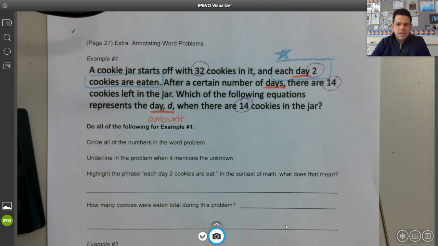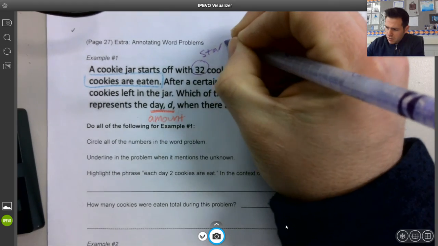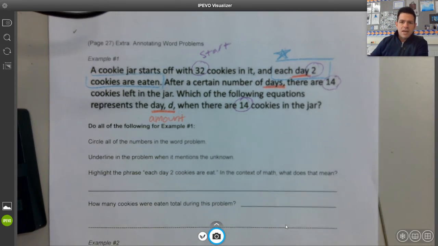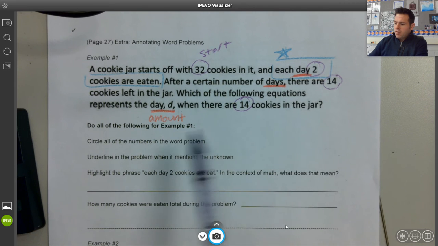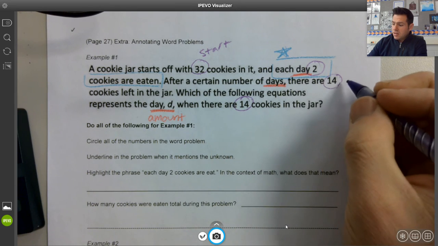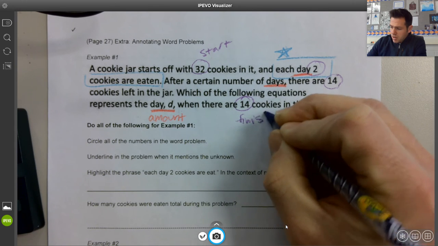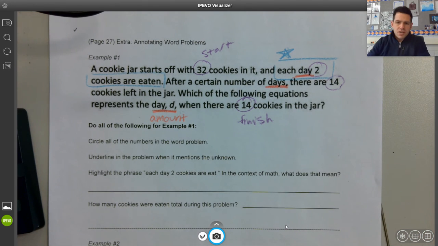Finally, it says how many cookies were eaten total during this problem. Well, we have some numbers here, and it's not a terrible thing in these problems to figure out: do we have a starting location? Do we have a finish location? It says here it starts off with 32 cookies, so it might not be a bad idea to note that 32 cookies is where I'm starting. At the end of the problem, which of the following equations represents the day D when there are 14 cookies in the jar? 14 cookies left in the jar. It says the number 14 twice. That's where we're finishing this problem, and we can 100% use that to help us in these problems.